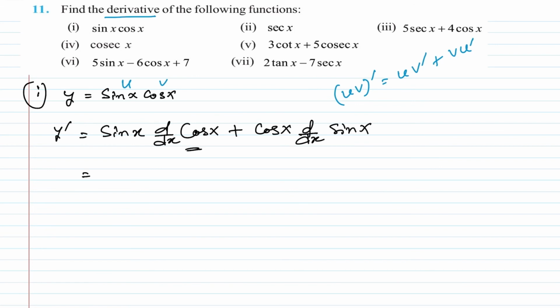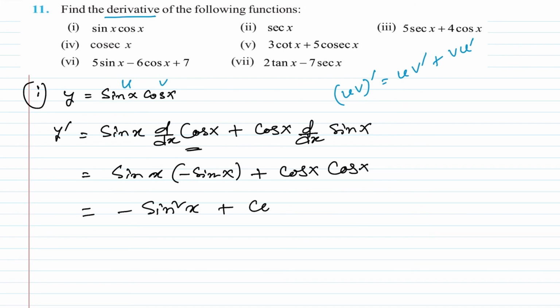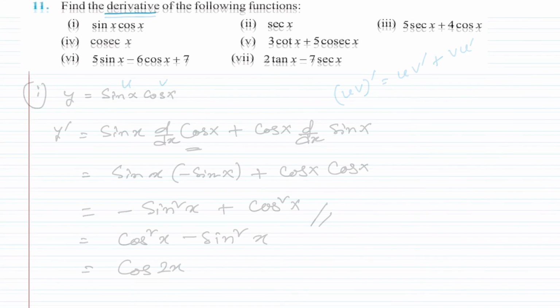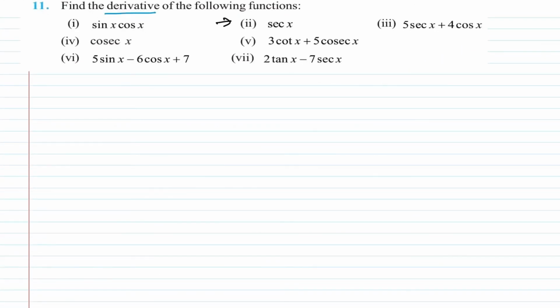We know derivative of cos x is minus sin x, so sin x into minus sin x, and derivative of sin x is cos x, so cos x into cos x. So here we're going to have minus sin square x plus cos square x. So this is our answer. The answer may be like this in the book: cos square x minus sin square x, which is equal to cos 2x.